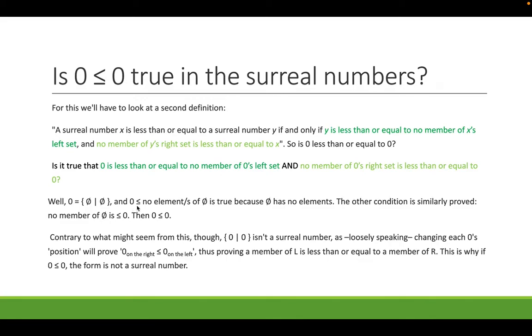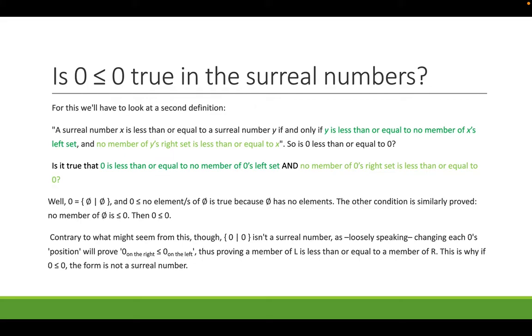And 0 is less than or equal to no elements of the empty set, because, well, the empty set has no elements. The other condition is similarly proved. No member of the empty set is less than or equal to 0 because there's no elements. Then 0 is less than or equal to 0.